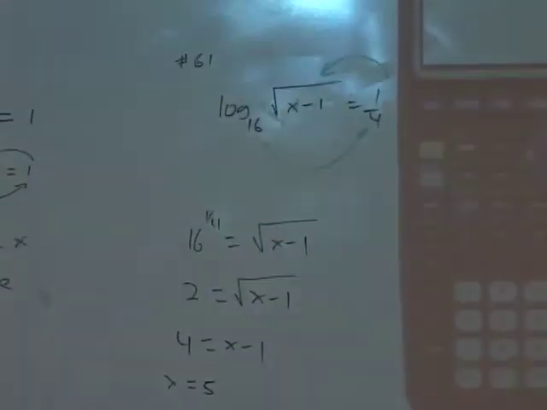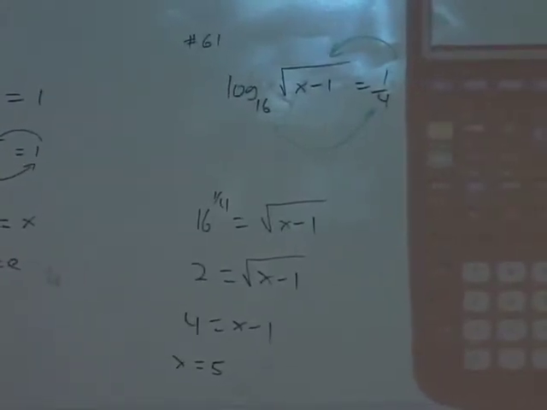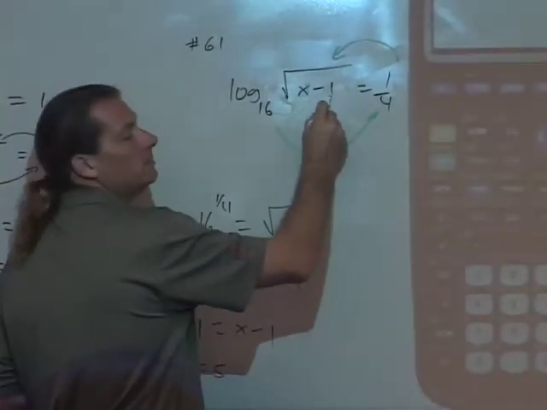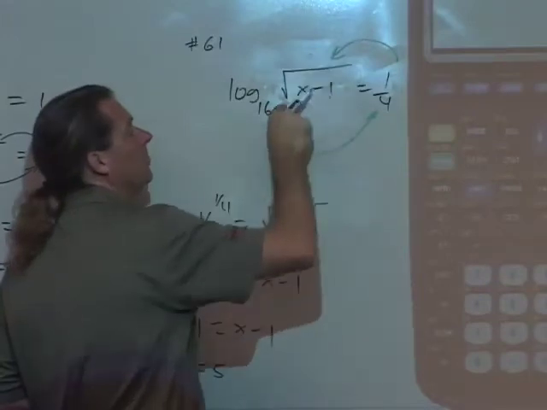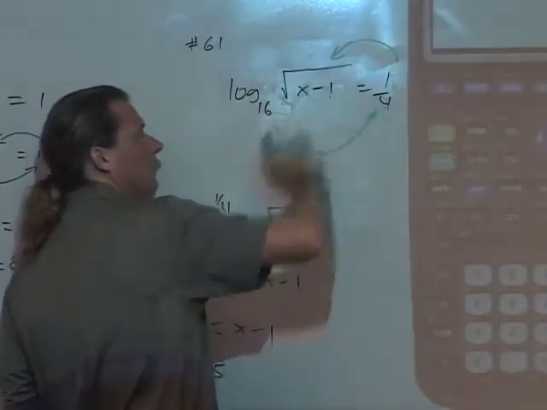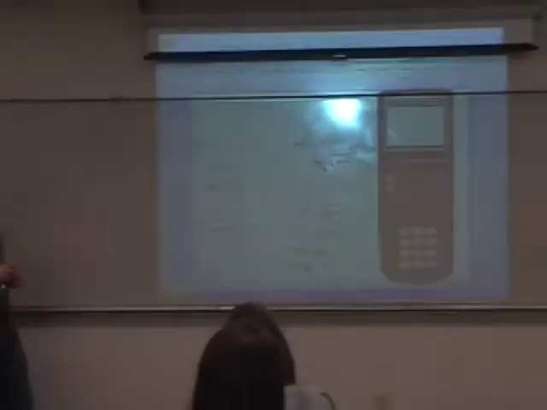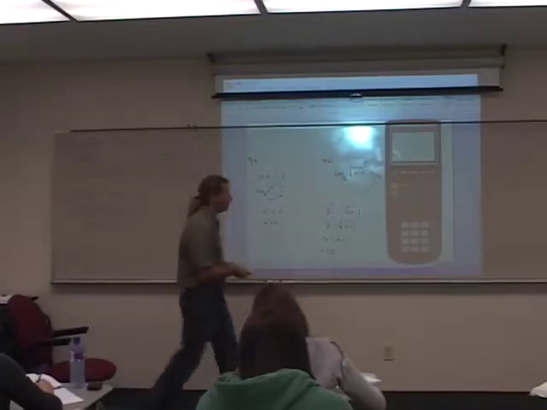Because 5 minus 1 is 4. We can check. 5 minus 1 is 4. Square root of 4 is 2. 16 to the 1/4 does indeed equal 2. So it works. One more.